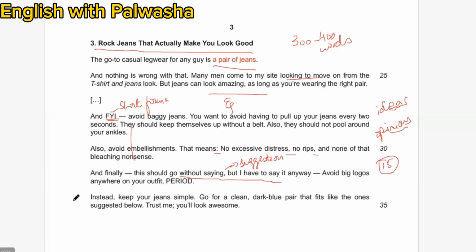"Avoid big logos." Okay, we're done with it. "Instead, keep your jeans simple. Go for a clean dark blue pair that fits like the ones suggested below."